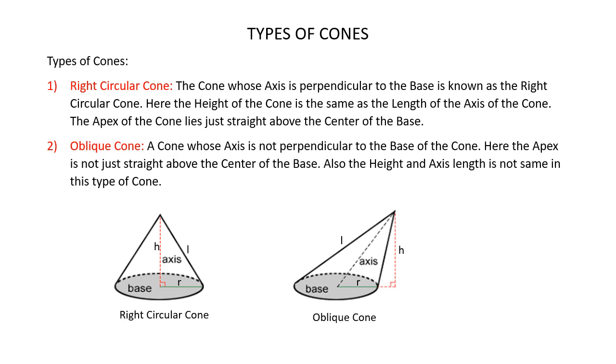Also, you can see that the apex is not straight above the center of the base. Now here you can see that this is the height of the cone. Clearly here the height of the cone and the axis length are not the same in an oblique cone.